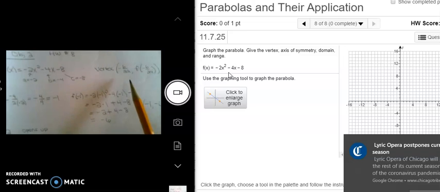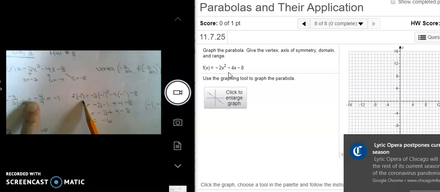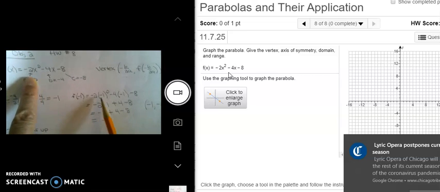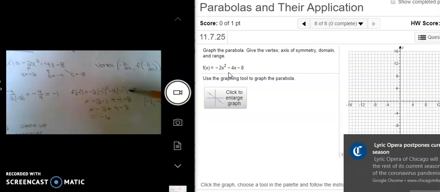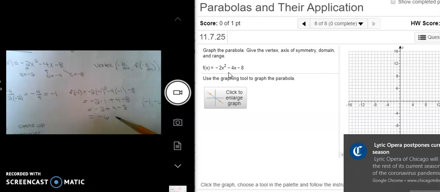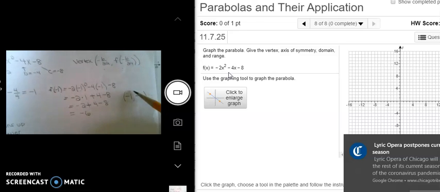to find the other value of the vertex. So again, I found this one already. Now I want to find this. So I'm going to plug in negative 1 into this equation. I get negative 2 times negative 1 squared minus 4 times negative 1 minus 8. If you simplify that, you end up getting negative 6. So my vertex is negative 1, negative 6.